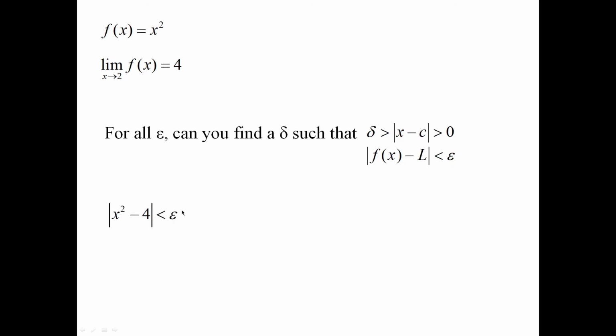So let's start with the absolute value expression for the y-axis. So we have f of x minus L. We know the function is x squared, and we know L is 4. So just plugging that in. And same for the delta one. We know c is 2, and so we're just going to plug that in. And so let's take a look closer at these two expressions. More specifically, just this one. This is the really important one.